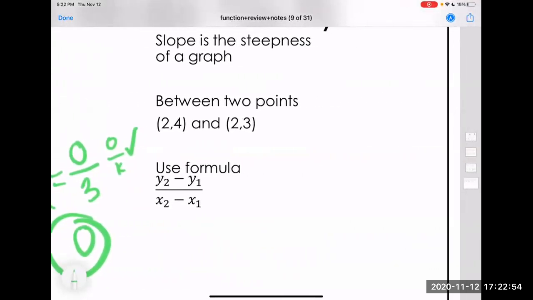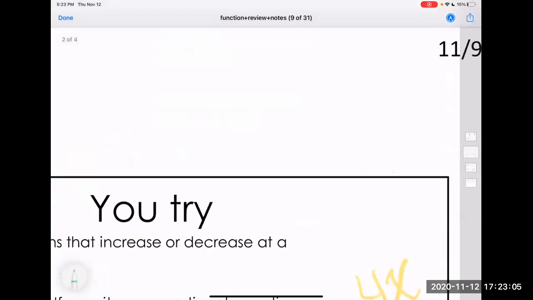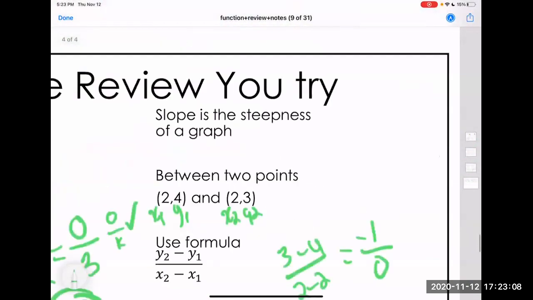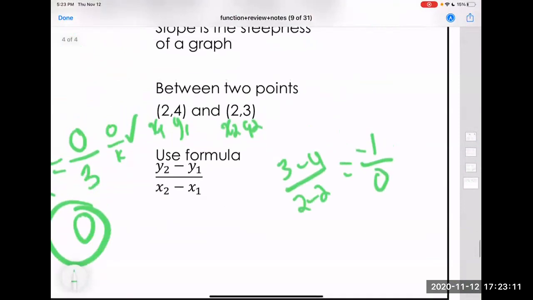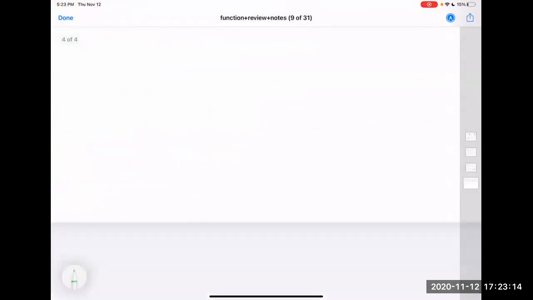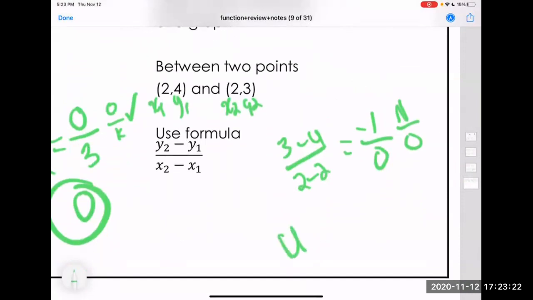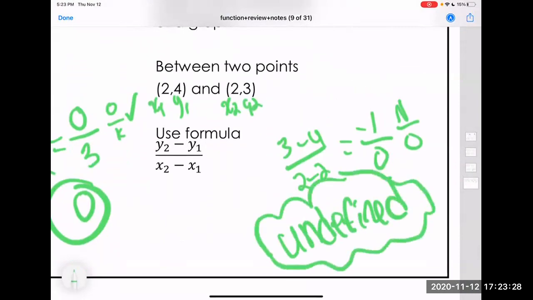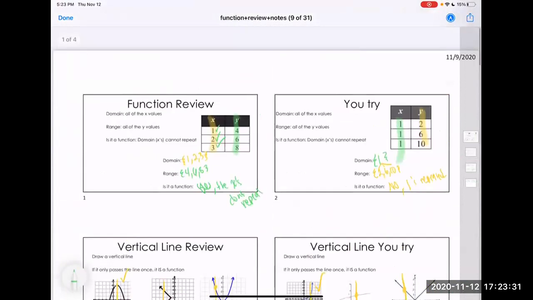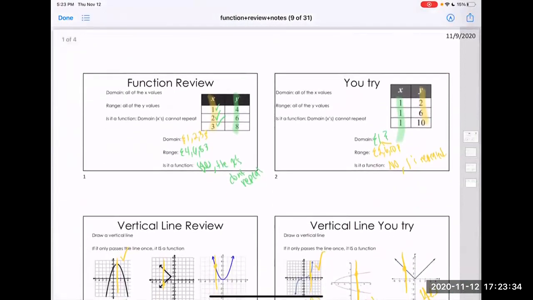Next one, we've got x1, y1, x2, y2. 3 minus 4, and then 2 minus 2. -1 over 0, well, that's a 0 on the bottom, which is a no. And we call it that because it gives us an undefined slope. If you put that in your calculator, you would get error. So that one is undefined. Okay, that is that.